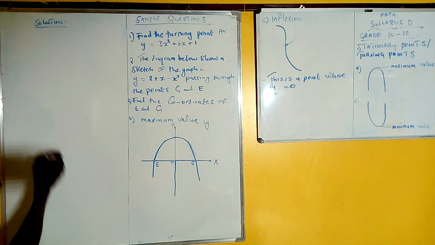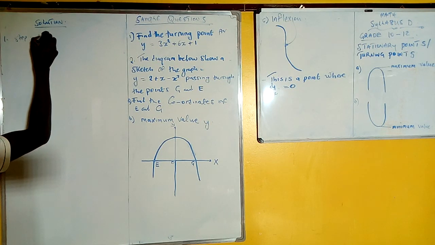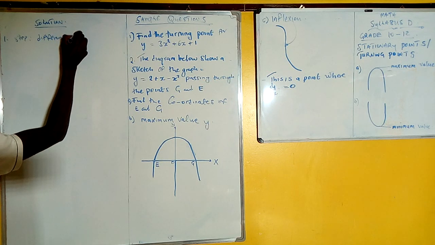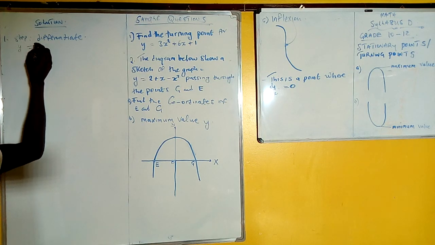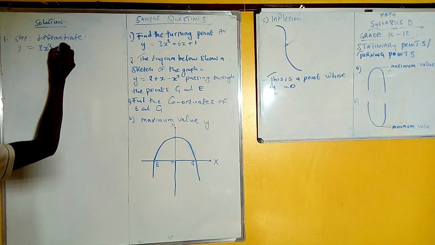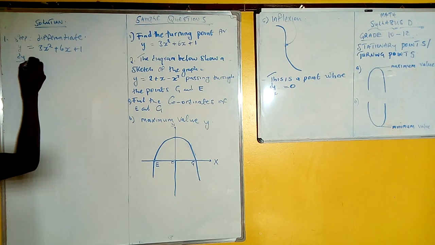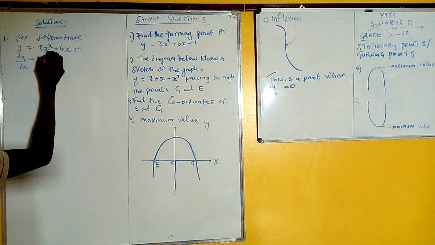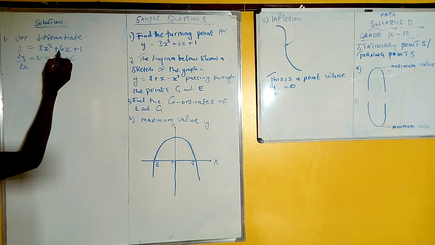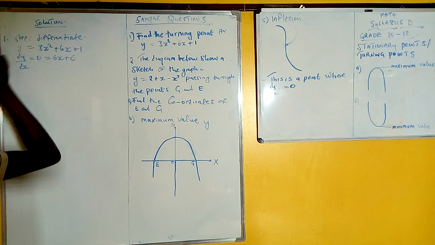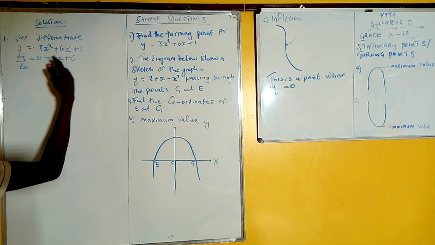So what you are going to do is step number 1. The first step is to differentiate the given equation. We have y is equal to 3x squared plus 6x plus 1. Differentiating, dy by dx is equal to 0, which is equal to 6x plus 6: the 2 comes down and multiplies 3 to give 6x, and 2 minus 1 is 1. For 6x, the power 1 comes down, 1 minus 1 is 0, any number to the power 0 is 1, so 6 times 1 still gives us 6. The derivative of the constant is 0, so we ignore it.